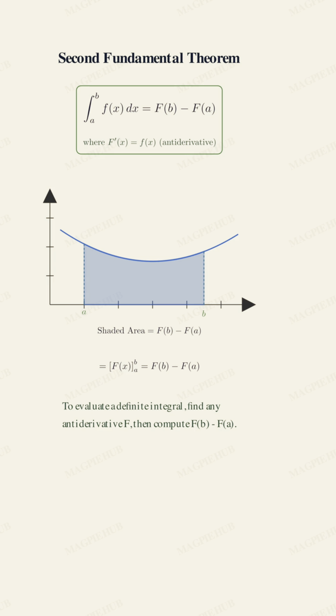This is incredibly powerful. The shaded area under the curve from a to b can be computed simply by evaluating the antiderivative at the two endpoints and subtracting. We write this using the square bracket notation: F of x evaluated from a to b equals F of b minus F of a. This connects the abstract concept of area with the concrete tool of anti-differentiation.